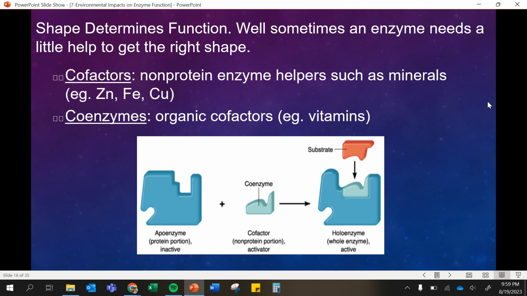Cofactors and coenzymes, we don't need to memorize these examples or anything, but just know that there are things that can help enzymes. They're working with the enzyme, and they can be non-protein things such as zinc or iron or copper. These are just metal elements. Or they can be coenzymes themselves, where it's another enzyme or another protein that's going to help make the correct shape.